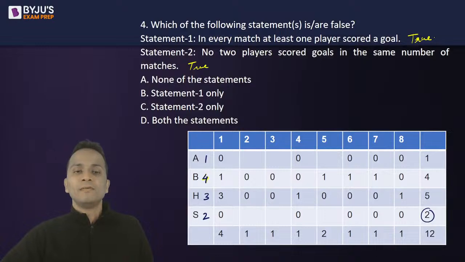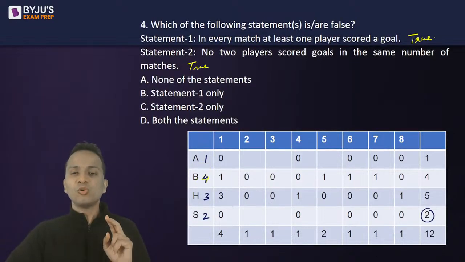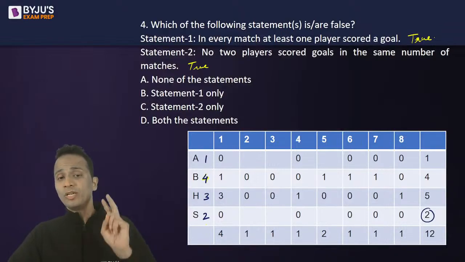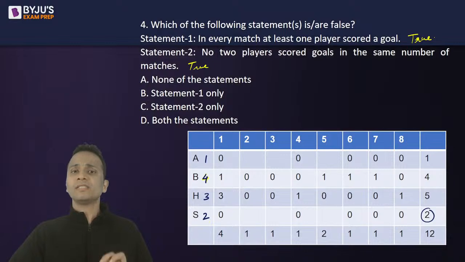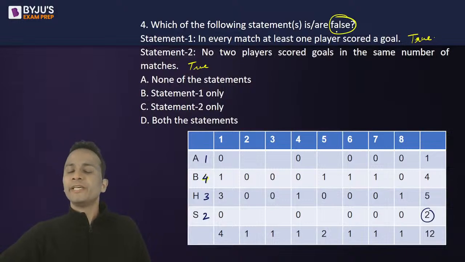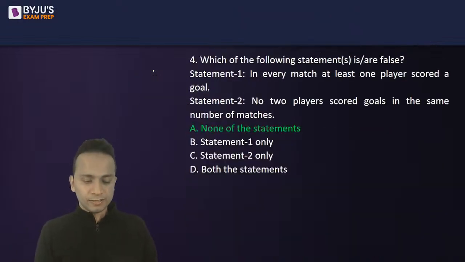Because A will score in only 1 match, B will score in 4 matches, as you can see. H has scored in 3 matches, and S has scored in 2 matches. So no two players scored goals in the same number of matches. This is also true. What did we have to find? Which of the following statements is or are false? So none of the statements is false. So option A is the correct answer.